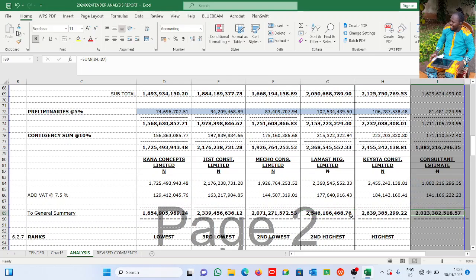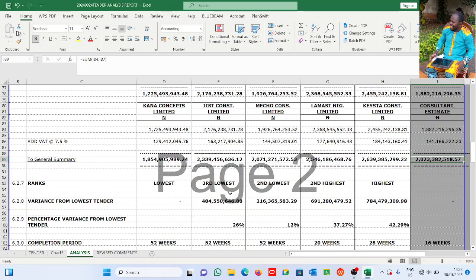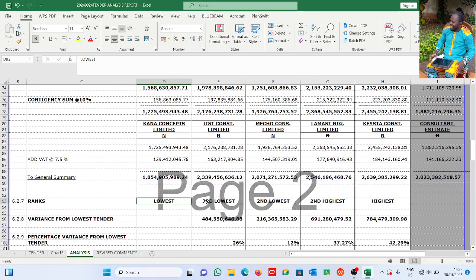While the QS said it will be done for 2,023,000,000 according to his estimate. All right, now the next thing, we rank these contractors: which is the highest, which is the lowest, and which is which. From our comparison, it is clear that Kana is the lowest. If you look at the ranking from here, this is the highest, this is the second highest, 2.5, and 2.339 is the third highest, or whichever way you want to rank it.